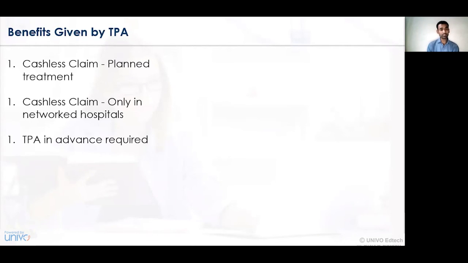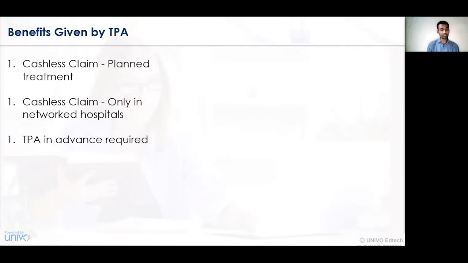Now, what are the various benefits that are given by the third-party administrators? First is cashless treatment. If you have a planned treatment for your particular healthcare concern, then accordingly a cashless policy can be given. The cashless policy applies in terms of network hospitals. If there is a network or a chain of hospitals with a proper tie-up or MOU between an insurance company and the hospitals, then cashless treatment can be given for a planned treatment or for a networked chain of hospitals.